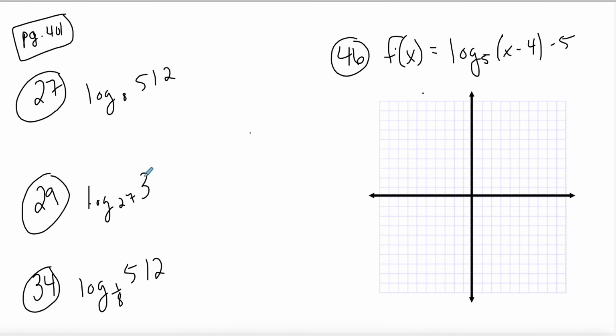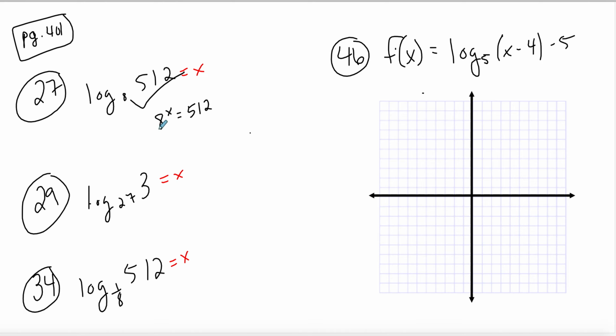What exponent of 27 would give me a 3? What exponent of 1/8 would give me a 512? If you can't visualize that in your head, then you want to set these up like this. Okay, so set them equal to x, and then we're going to turn them into exponentials. Okay, so we do check mark, 8 to the x equals 512.